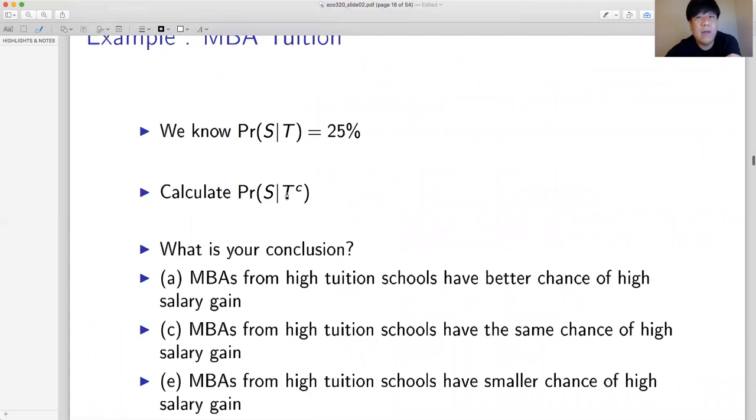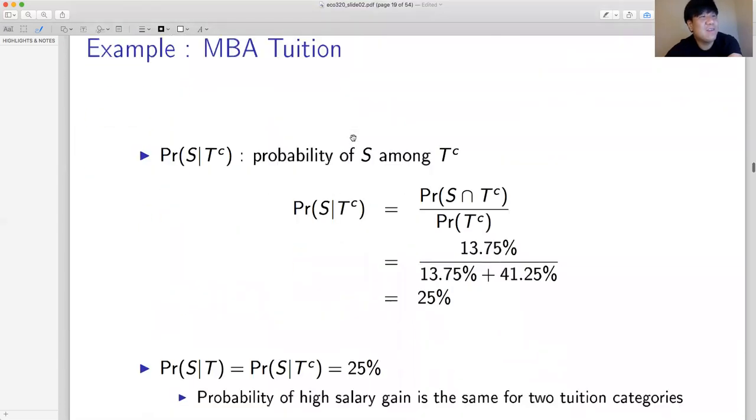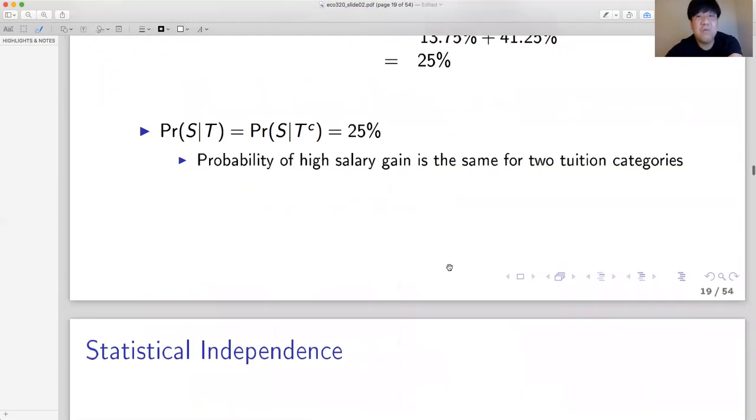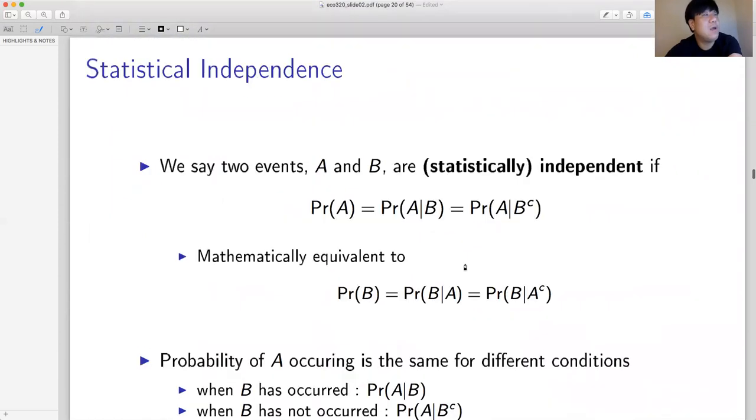So actually the answer, okay, before I reveal the answer, try to answer this by pausing this video. The answer for this one is 25%. That means what? It doesn't matter. So tuition doesn't matter. So that is your answer. That is how you can apply the data to answer some real life questions.